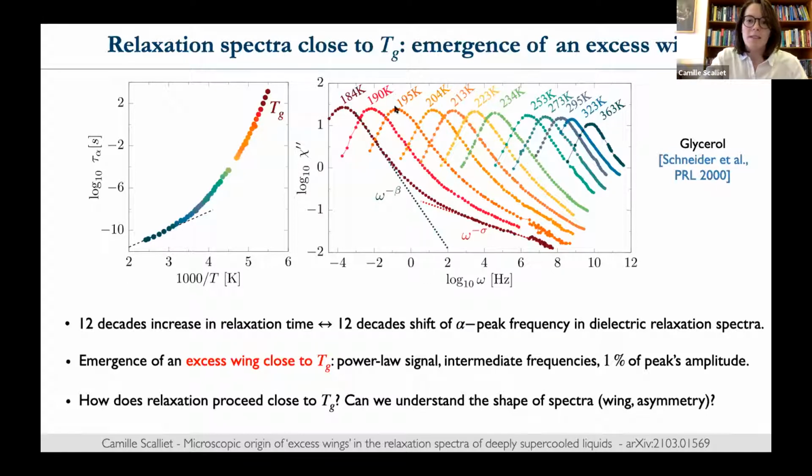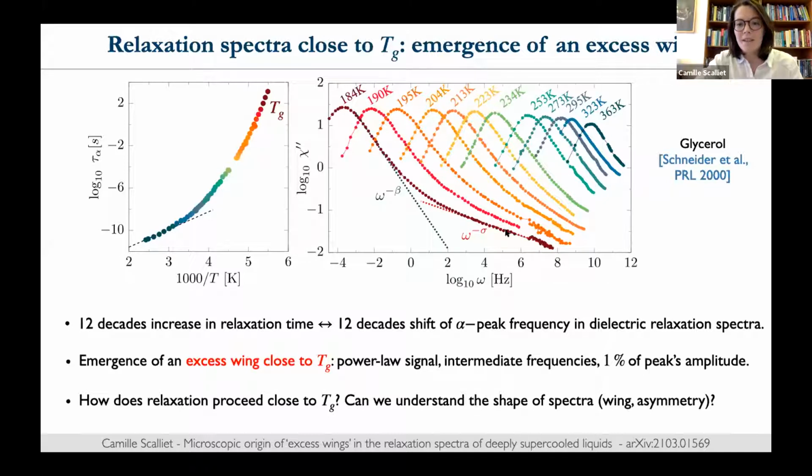What you see is that this overall shift is also accompanied by an equivalent broadening of more than 12 decades. And at the glass transition, you see that the main peak here, which is usually considered the interesting phenomenon, extends much higher, to much higher frequencies here. And the signal is well fitted by a power law.